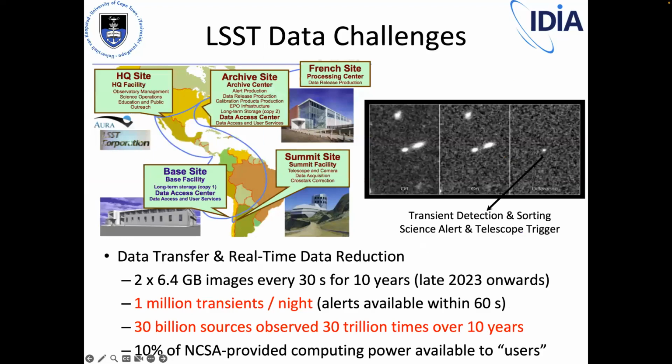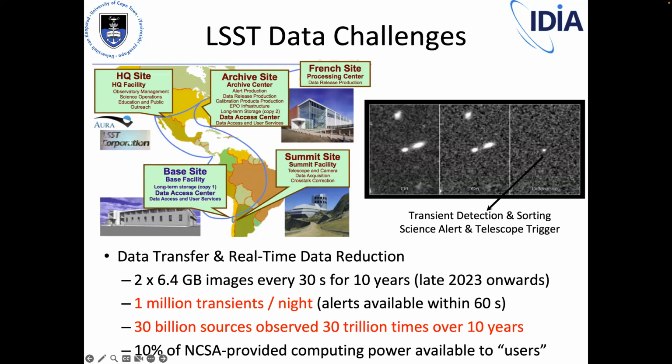So you should think of the LSST as a data churning machine that will generate 2 images of 6 gigabytes every 30 seconds for 10 years. From later next year, not late this year anymore, it will generate something like 1 million transients per night. So those alerts I mentioned will be measured within a matter of 60 seconds by the pipeline, and over the course of one night there will be 1 million variable sources. So how do you make sense of them? How do you prioritize observing them with other telescopes?